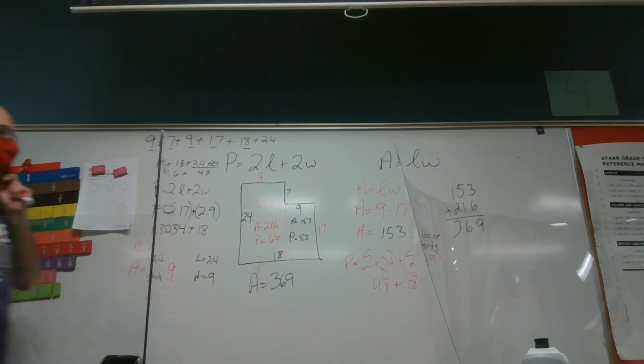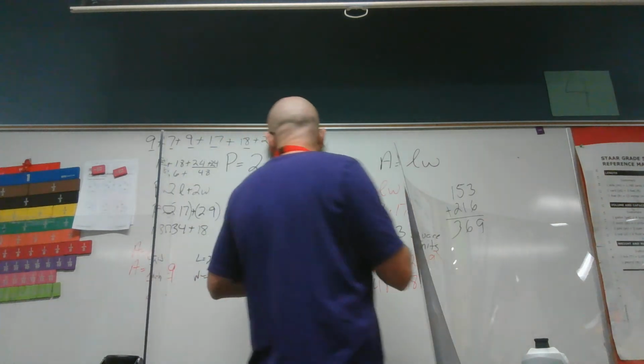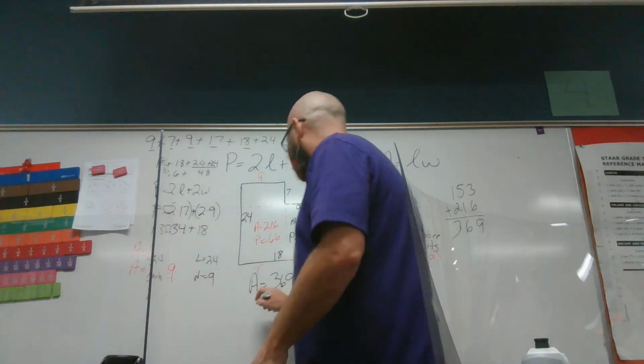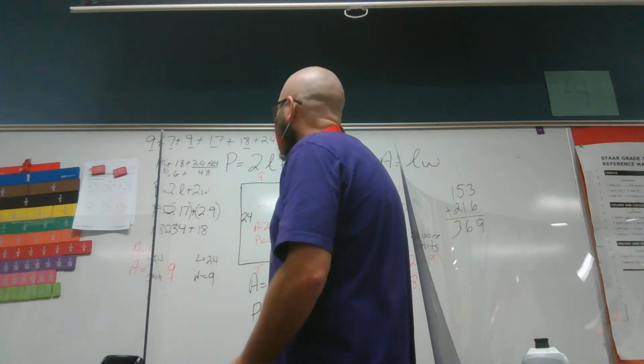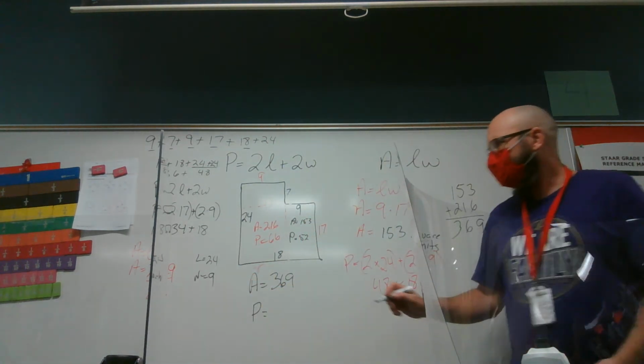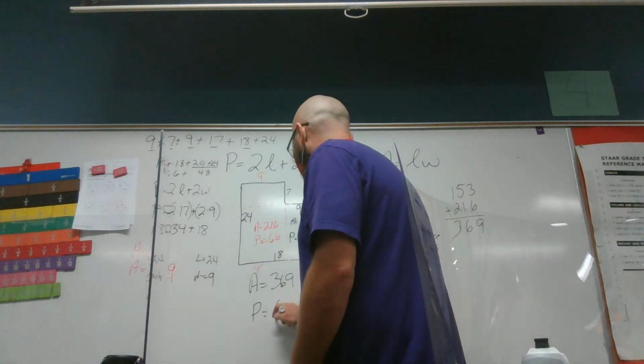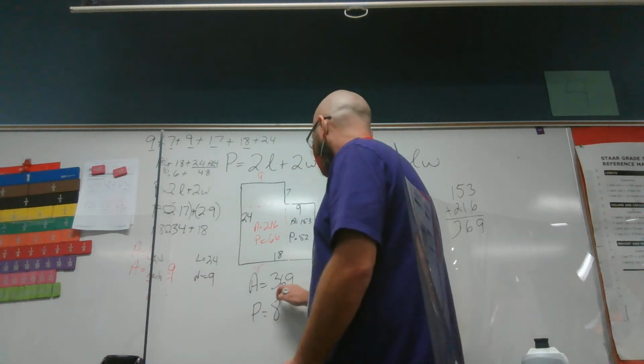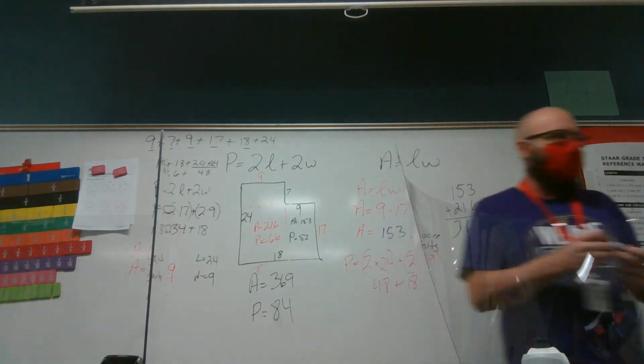Okay. So the area of the whole thing is 369. The perimeter of the whole thing, you said, is what? 66? Is that what we said? I got 84. 84 units.